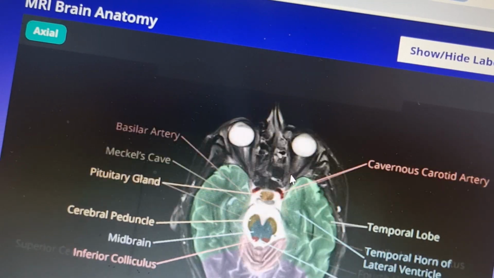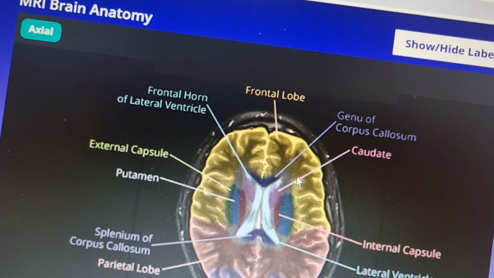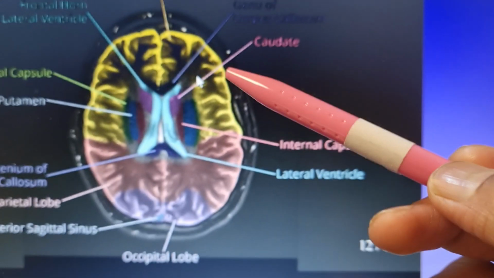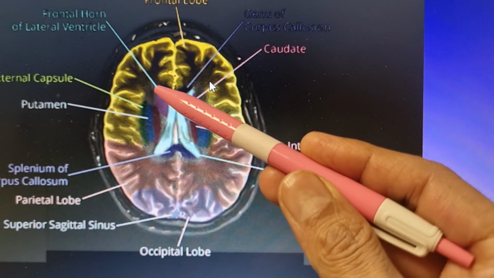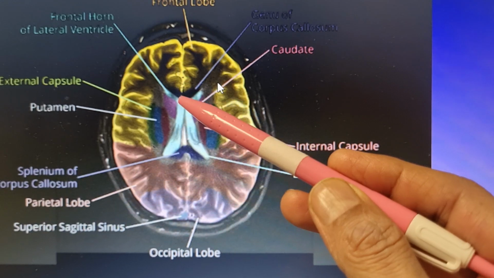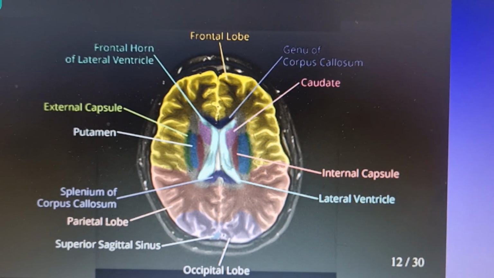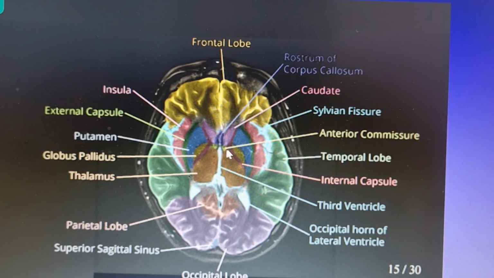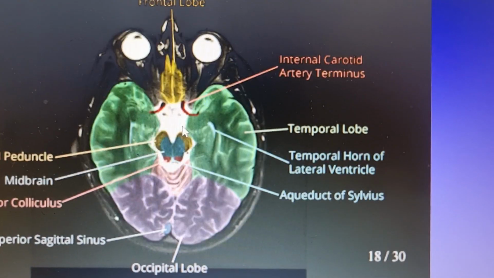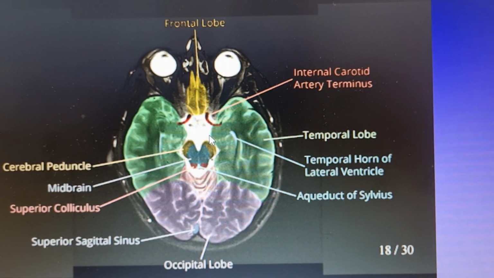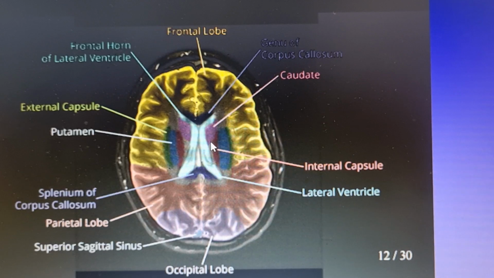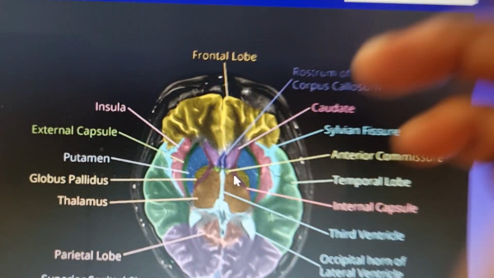First I will show you the ventricle. This is the ventricle. This whole thing is the right lateral ventricle, and this whole thing is the left lateral ventricle. Now we will see this sequence.